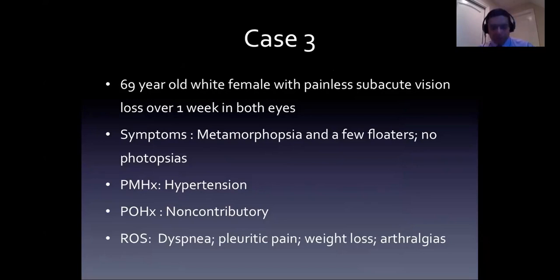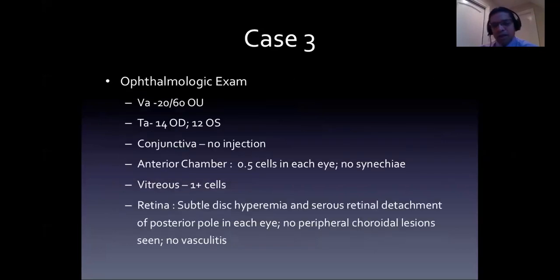Here's another. This is the last case that we'll do, so we can wrap things up, and I'll check on the question answers after this case. A 69-year-old white female with painless subacute vision loss over 1 week in both eyes, had metamorphopsia and a few floaters and no photopsia. She's only had a previous history of hypertension. But on review of symptoms, she complains of severe pleuritic pain, dyspnea, and she's had weight loss and arthralgias involving her hands and her feet.